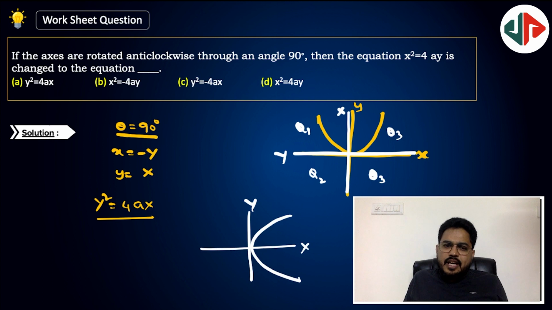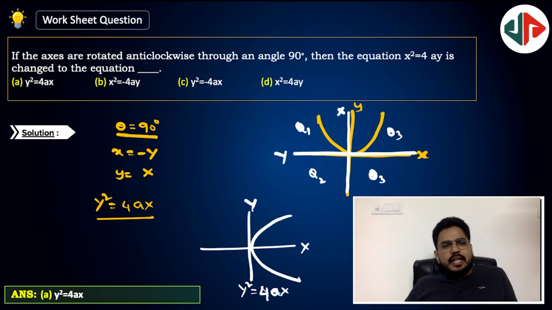So what is this parabola? Y square is equal to 4ax. What is the answer for this particular question?